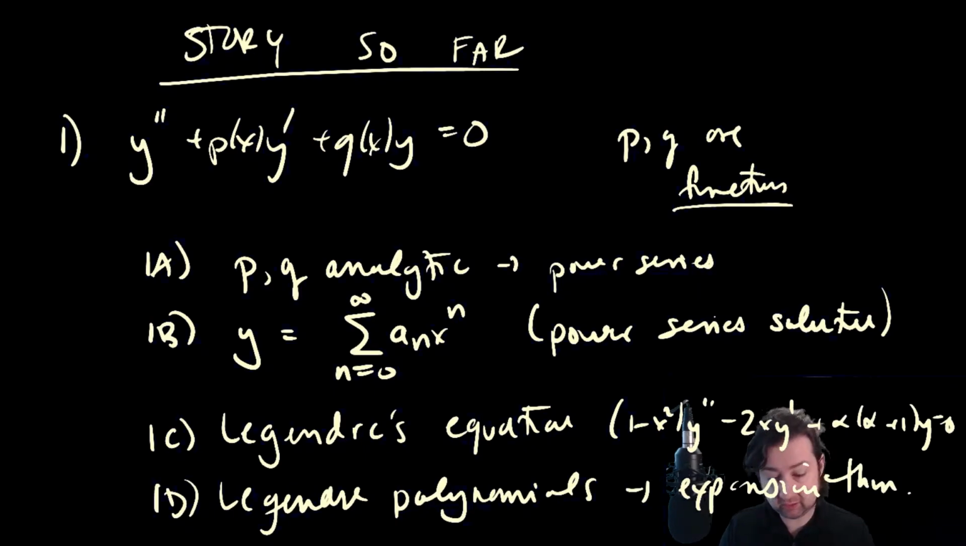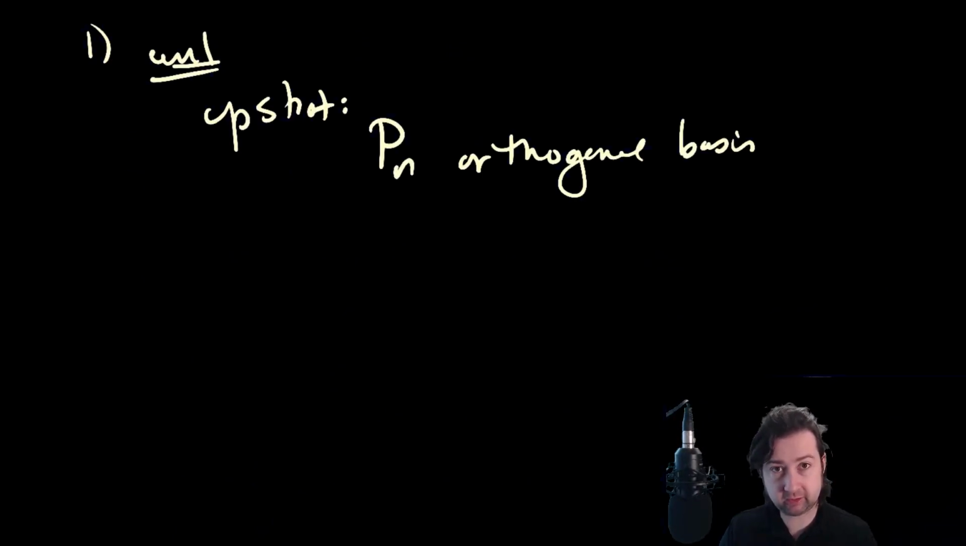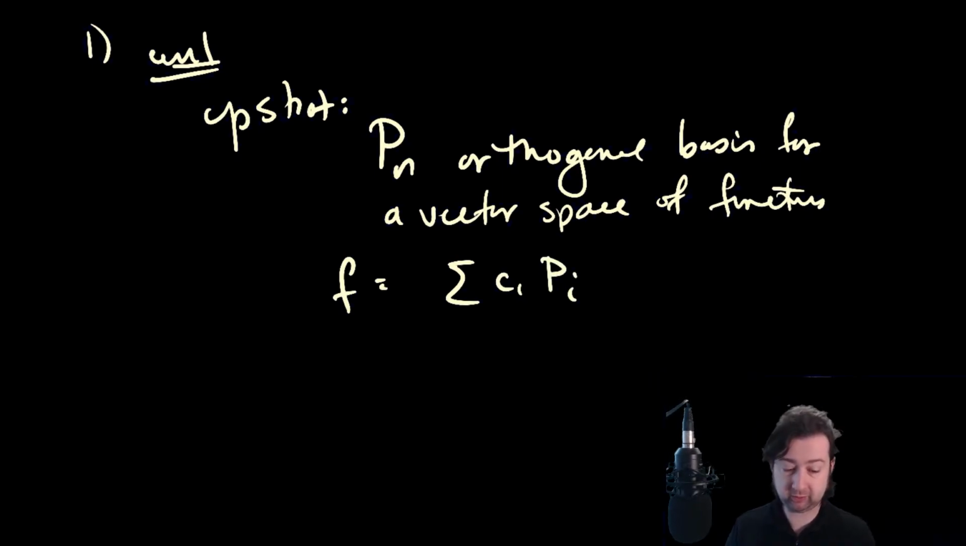So, what do I mean? So this is one continued. So the upshot is the P_n are an orthogonal basis for a vector space of functions, and f can be written uniquely as a sum of Legendre polynomials, subject to some conditions like f and f prime both existing and being continuous.